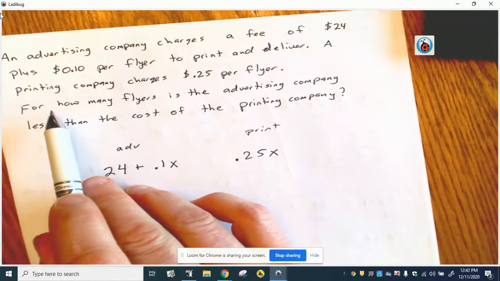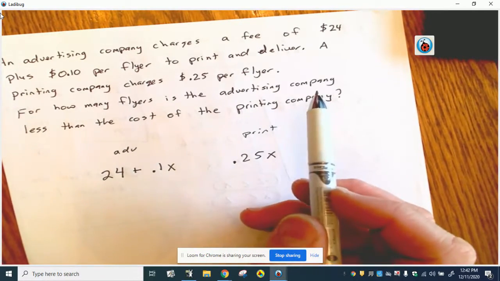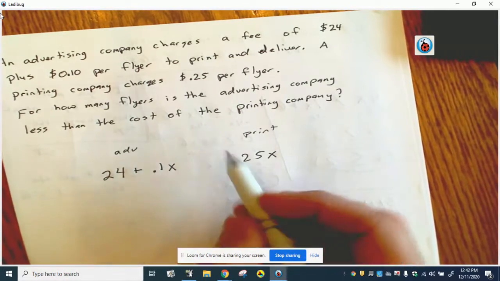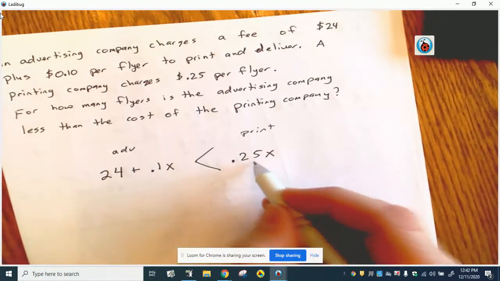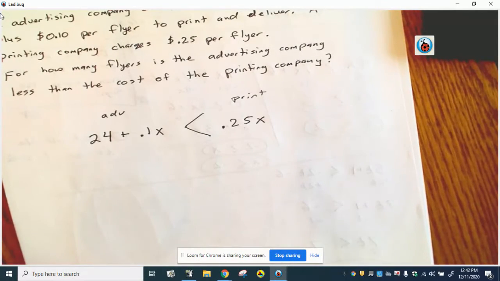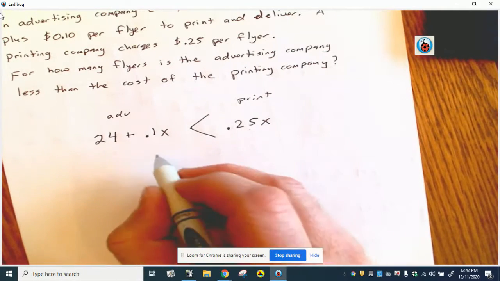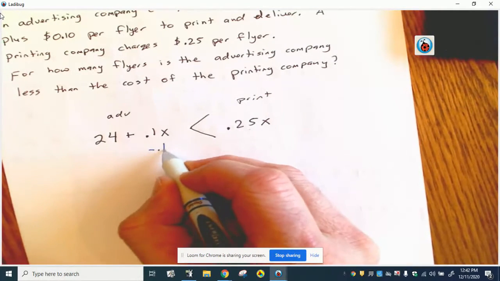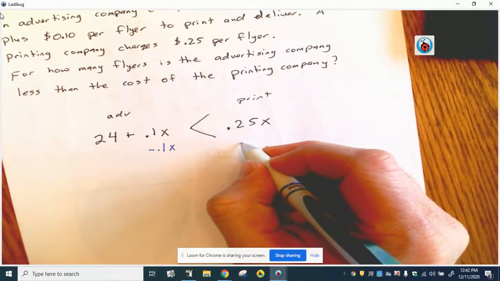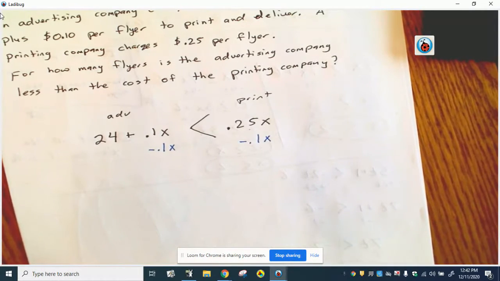Now, the question is, for how many flyers, how many x, is the advertising company less than the cost of the printing? So we want to know, when is this less than that? And then we just got x's on both sides, so we'd want to solve this. Now, if you want to, yes, you can. I know that I just said before, we like to move to the left. If you want to, you can move to the right, right? Just know, if you do that, you're going to have to flip it at the end.